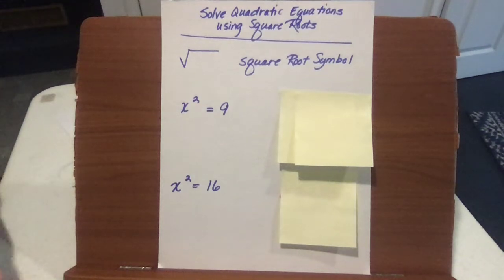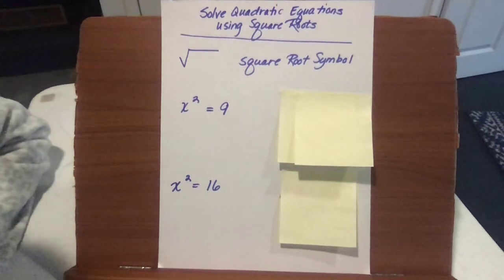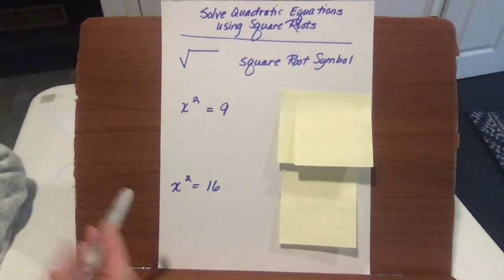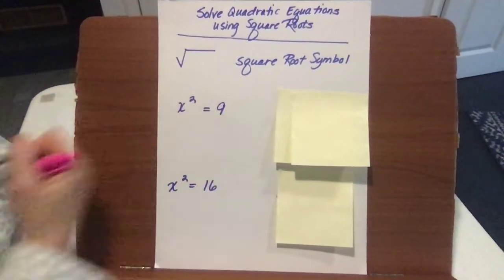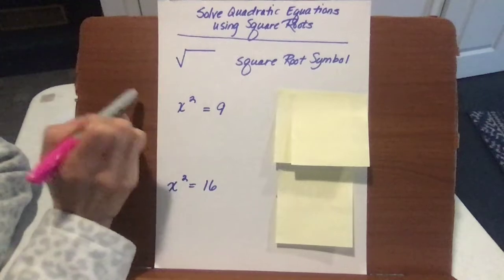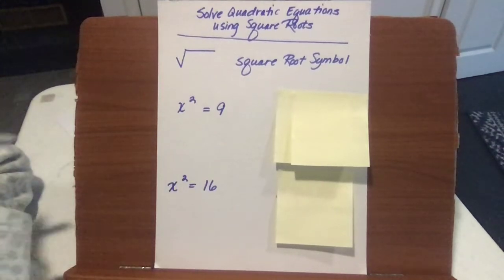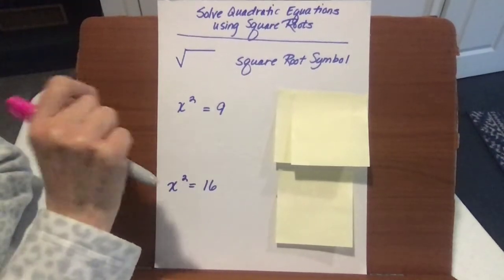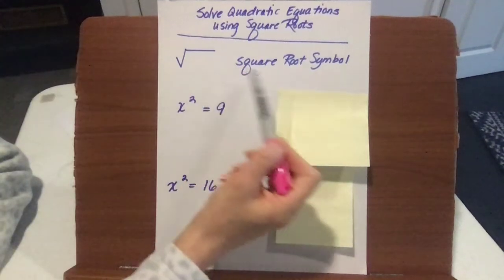All right, today we're going to learn about solving quadratic equations using square roots. What we can see is that this is a square root symbol. There's no number in the kickstand, so it's understood to be a 2, so that it can undo a square, which is a 2 exponent. So that's our square root symbol.